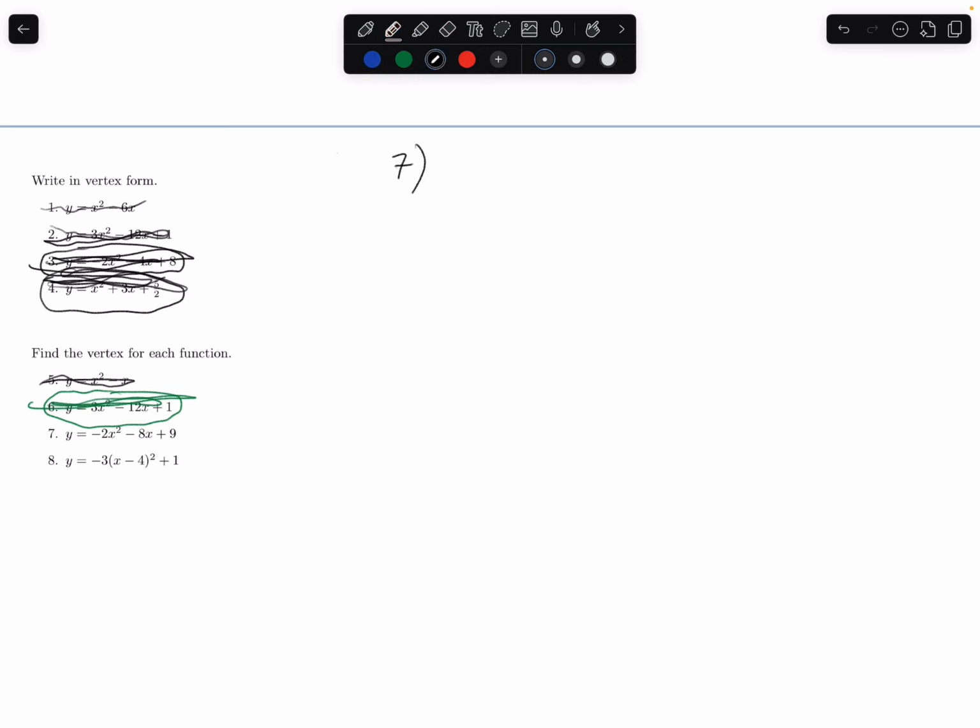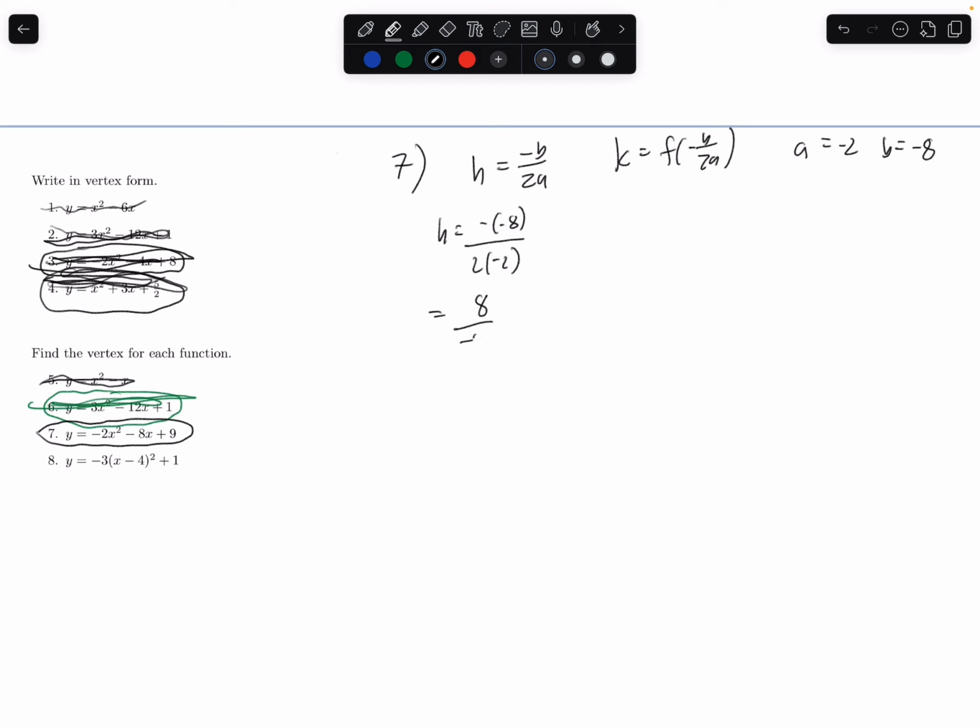Number 7. This is what I'm looking at right here, this guy. Same process. Negative b over 2a for h. K is f of that. Here a is negative 2 and b is negative 8. So h is negative of negative 8 over 2 times negative 2, which is 8 over negative 4, or negative 2. And k then is f of negative 2.